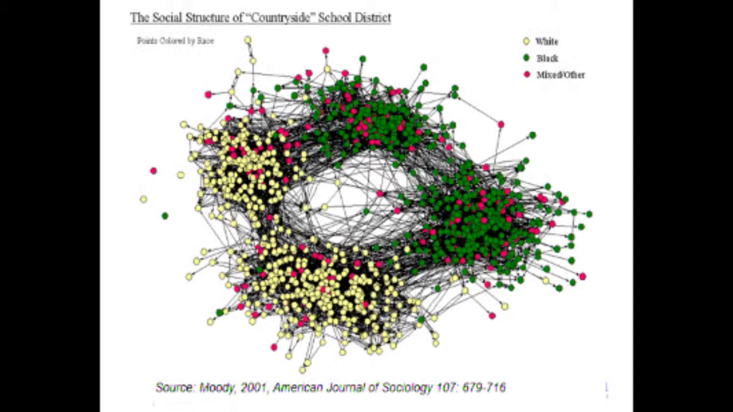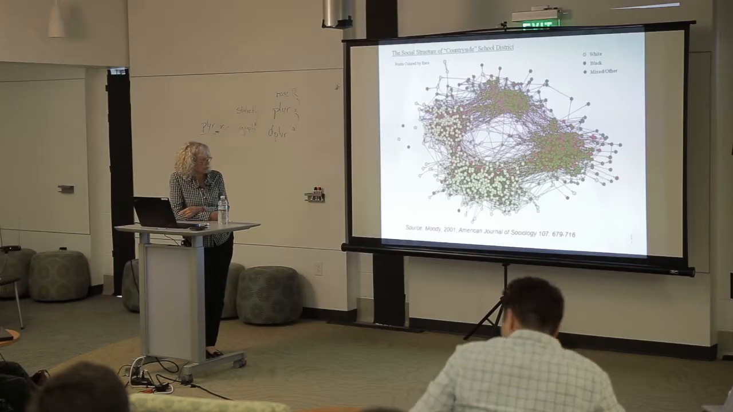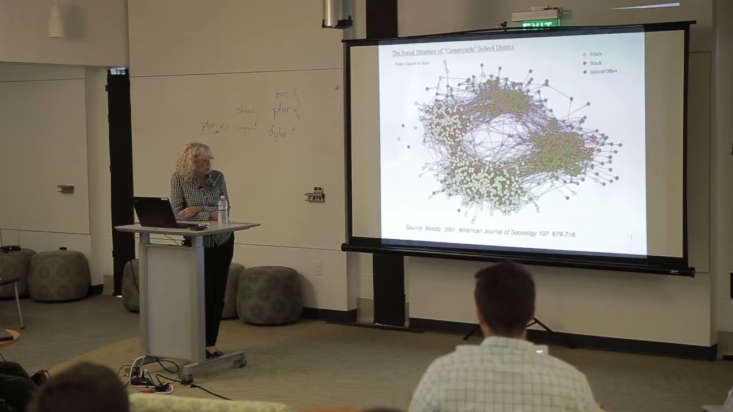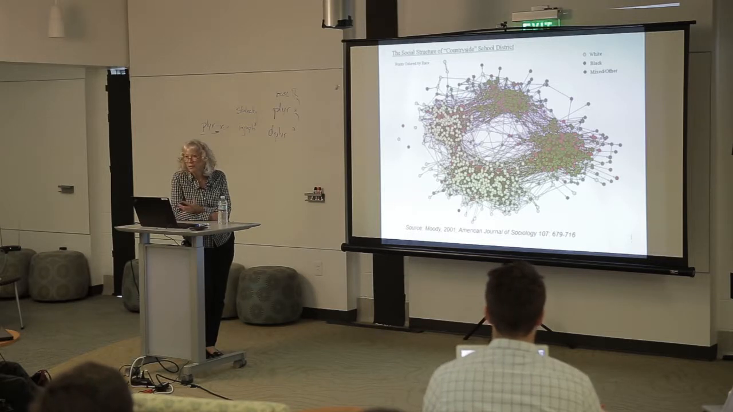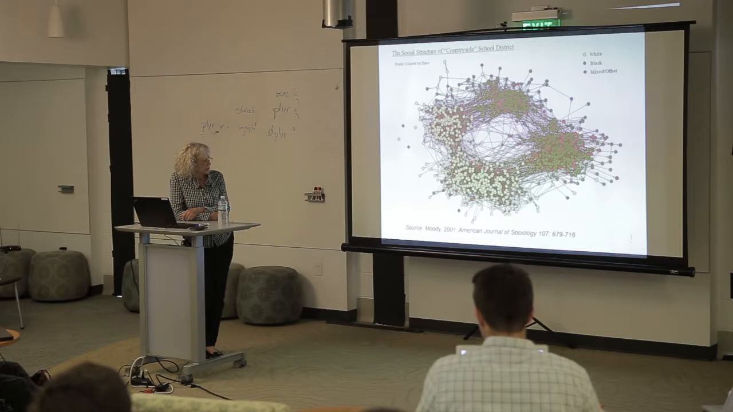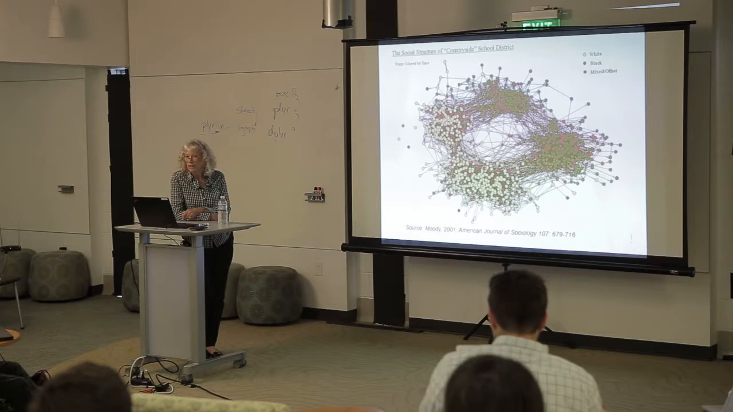So the white dots, I guess the cream-colored dots, are white, the green are African American, and the red are mixed race. So this is either Latino, Hispanic, Native American, or other. And what you see here is just the clustering of the different racial groups together, the segregation of friendships. And then the 2 clusters are the high school friendships and the middle school friendships.